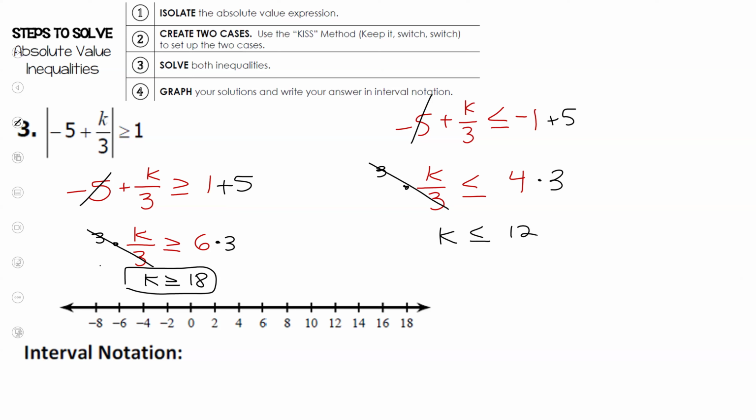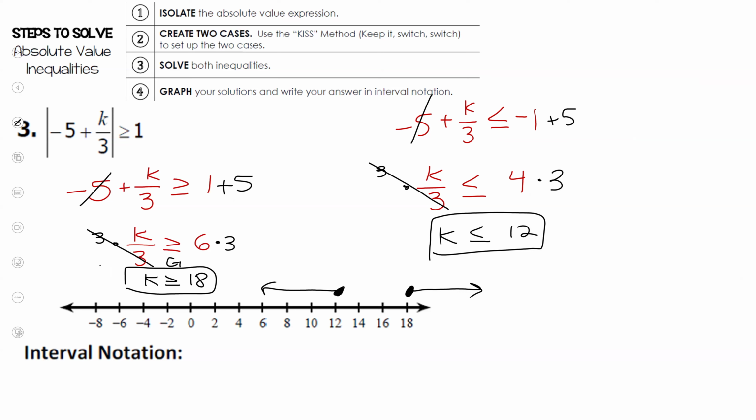So I'm going to go ahead and graph this. Here's 18. I'm going to do a closed circle. Which direction do I face? To the right. This is a greater than symbol, a G for greater. So go to the right. Okay, this says K is less than or equal to 12. So I'm going to put a closed circle at 12. And this says less than, so it's going to face that way.